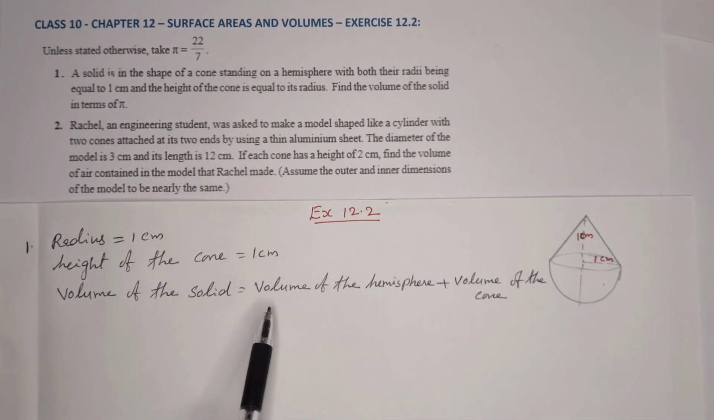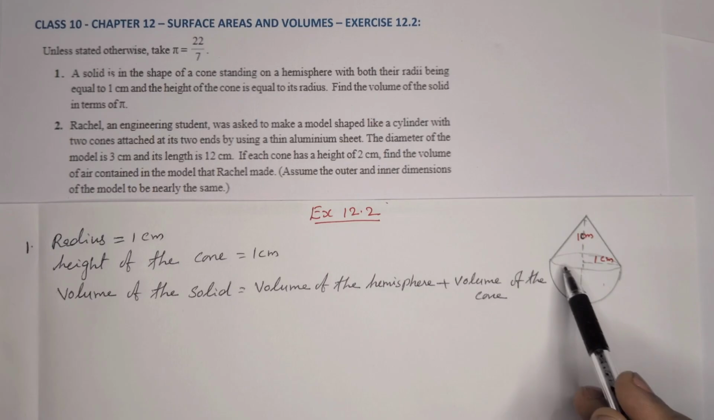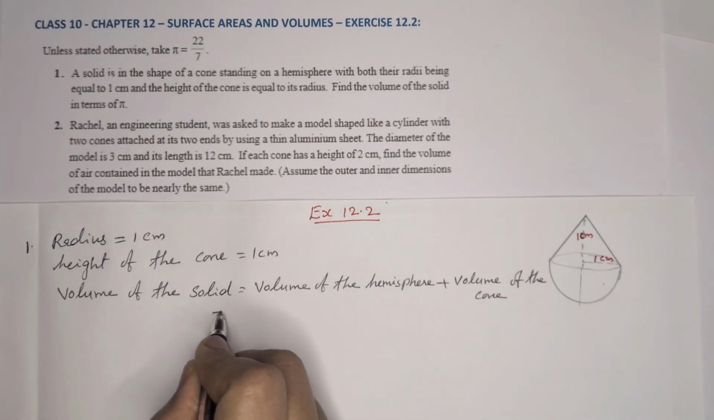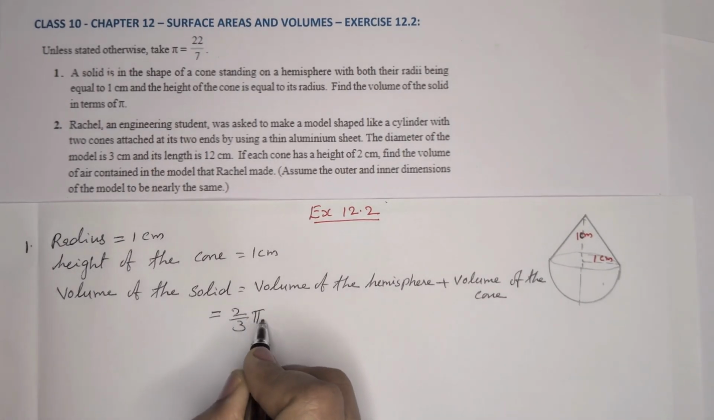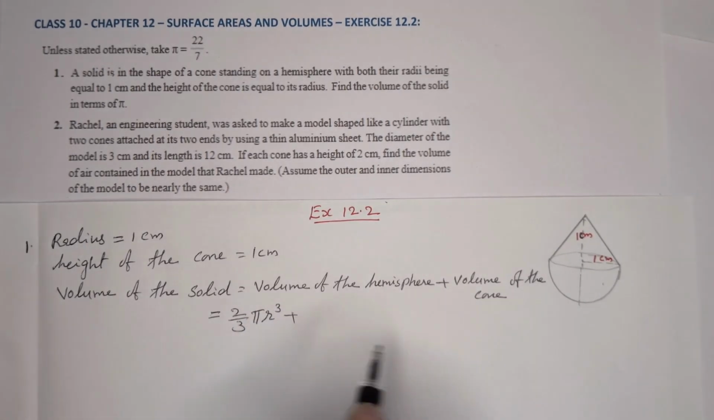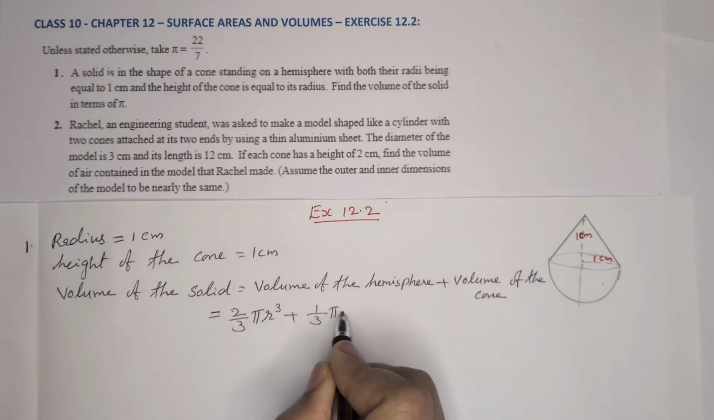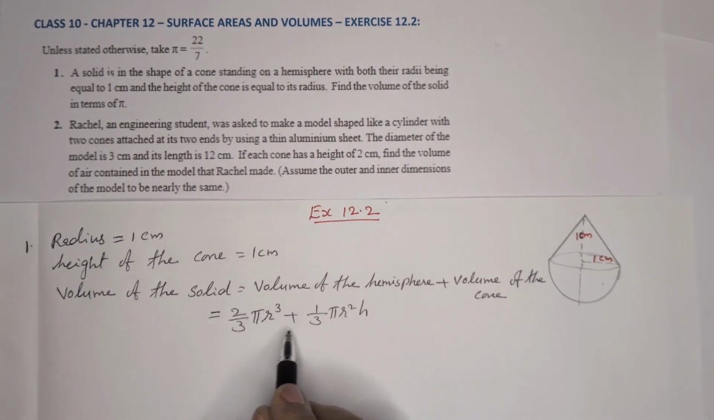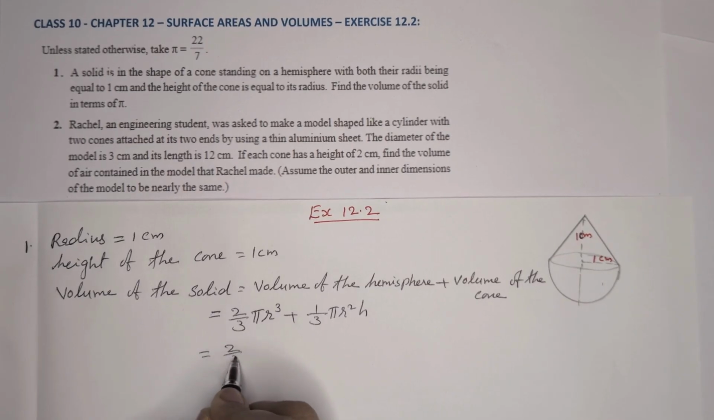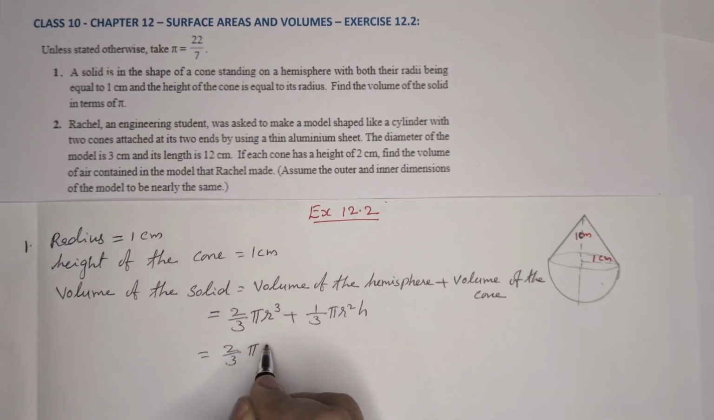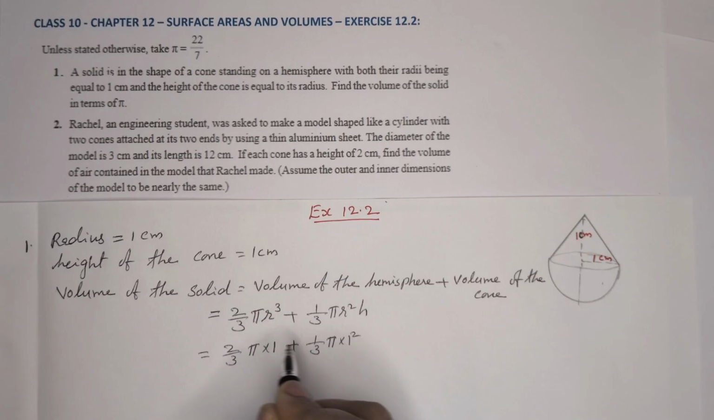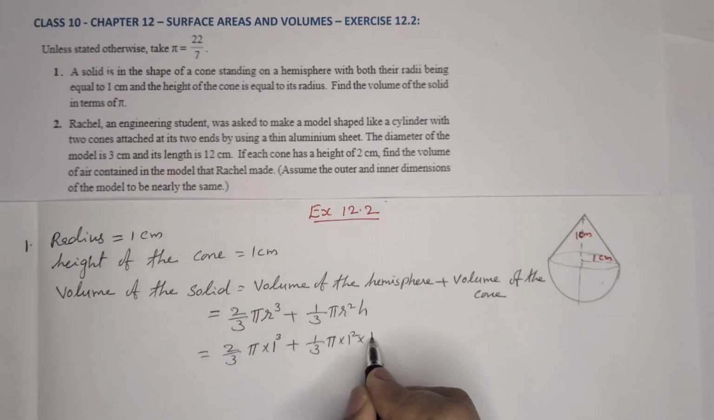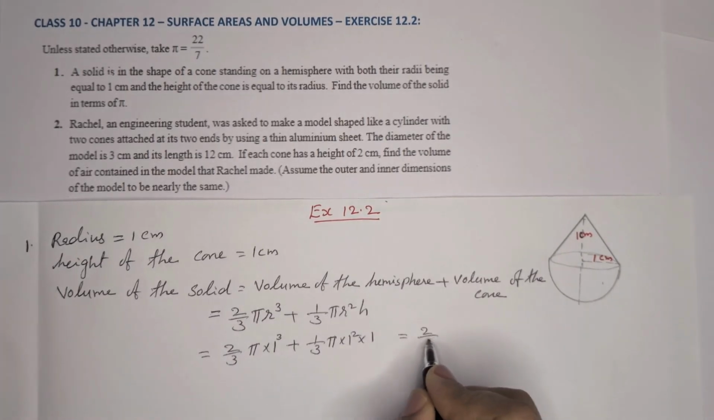Volume of the solid is equal to volume of the hemisphere plus volume of the cone, which is equal to volume of the hemisphere, that is 2 by 3 pi r cube, plus volume of the cone 1 by 3 pi r square h. Put the values for r and h, which is equal to 2 by 3 pi r is 1. So 1 cube is 1 itself, plus 1 by 3 pi r is 1. So 1 square, 1 cube, here 1 square into 1, which is equal to 2 by 3 pi.